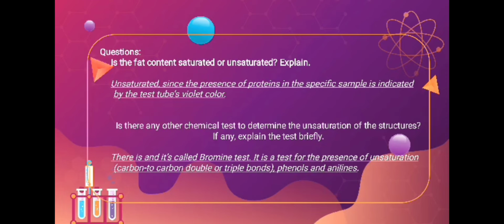Is there any other chemical test to determine the unsaturation of the structures? If any, explain the test briefly. There is, and it's called the bromine test. It is a test for the presence of unsaturation, carbon-to-carbon double or triple bonds, phenols and anilines.